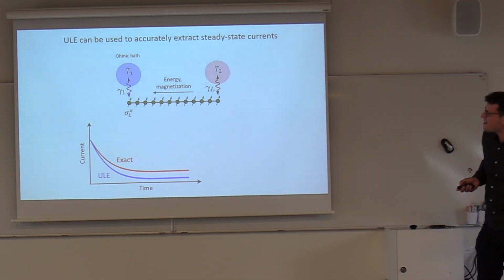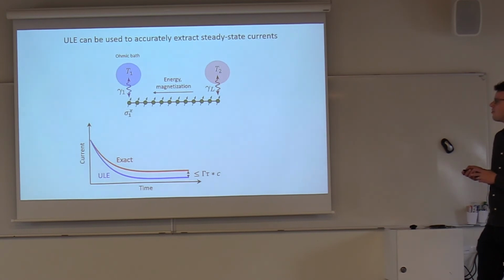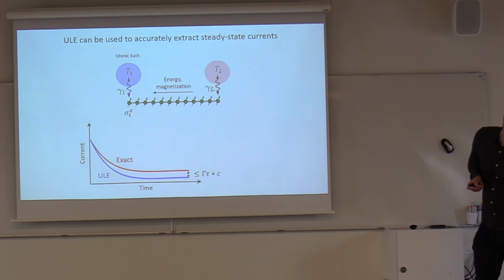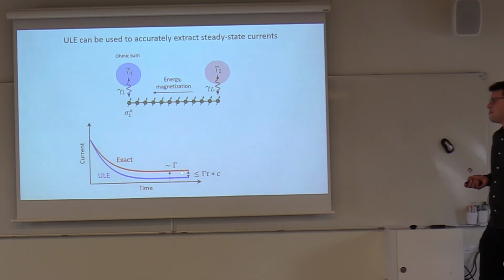We know that the steady state value of the current, the exact steady state value and the ULE steady state, deviate by a number controlled by this gamma tau. But also, the current itself is controlled by the system bath coupling. So the magnitude of the current scales with the system bath coupling too.